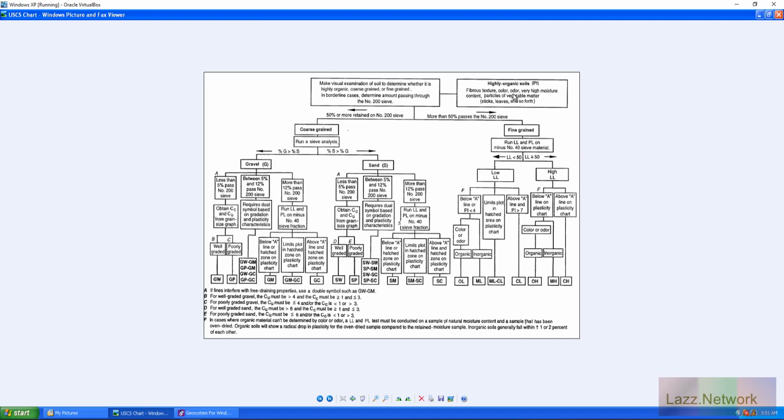So every time we do a test and somebody wants to classify it in general, this is what we refer to all the time. All right, just let me get some tea here. And then we're going to move on to the AASHTO one.